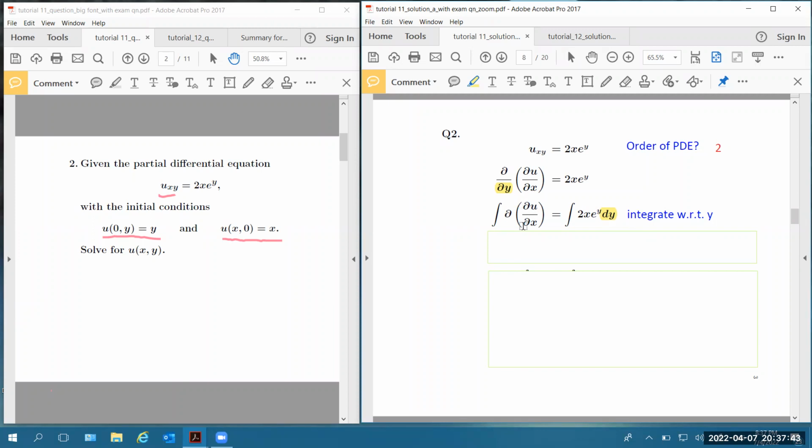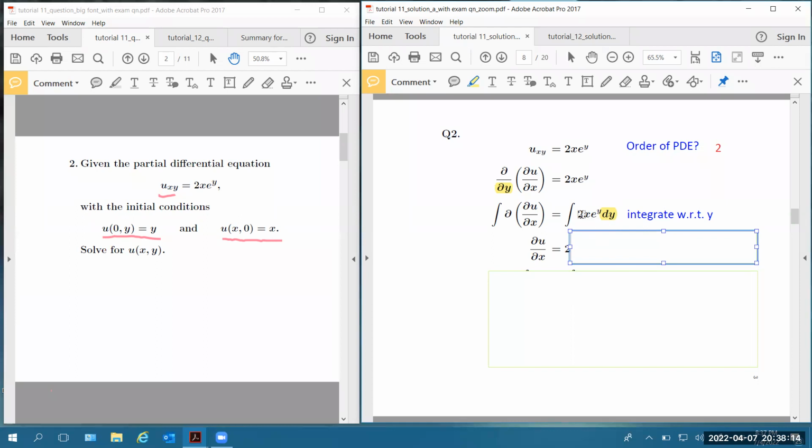Now the left side. When you del something and then you integrate, straight away it will give you that something here. And then your 2x e to the power y dy integrate. Here, when you're integrating, you only consider y as the variable.